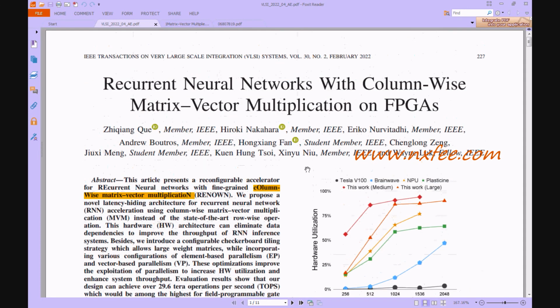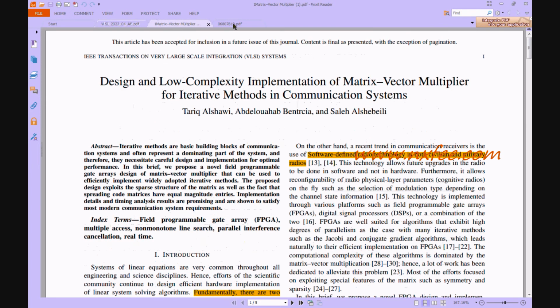This base paper is designed mainly to focus on the column-wise matrix vector multiplications, and the existing system is row-wise matrix vector multiplications. To overcome the row-wise multiplications, column-wise matrix vector multiplication is the proposed work of this paper. What we have done is implement both the row-wise and the column-wise matrix vector multiplications. For the multiplication process we used two reference papers.